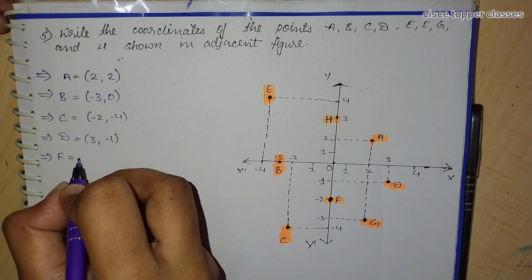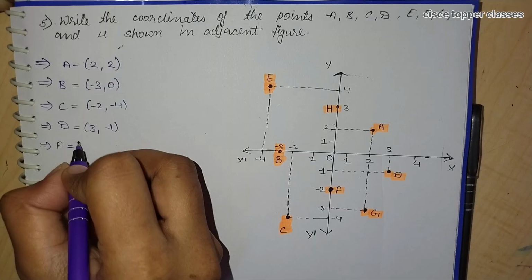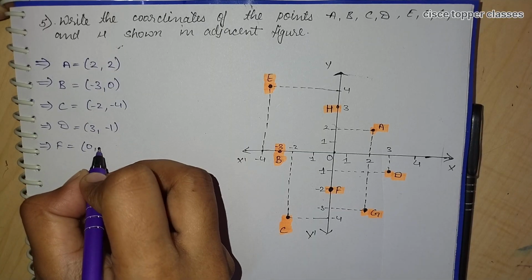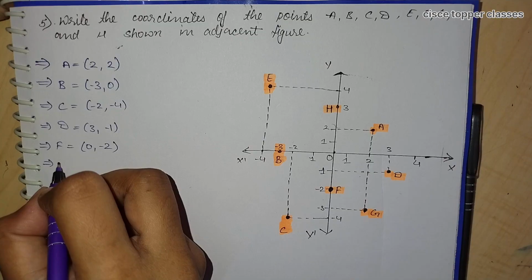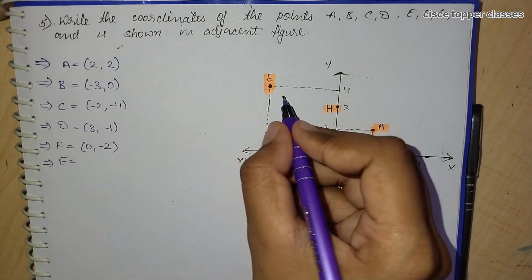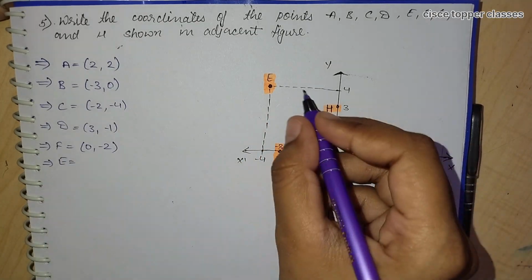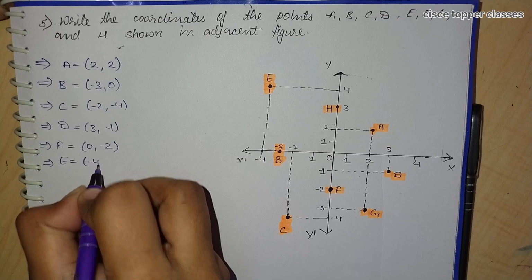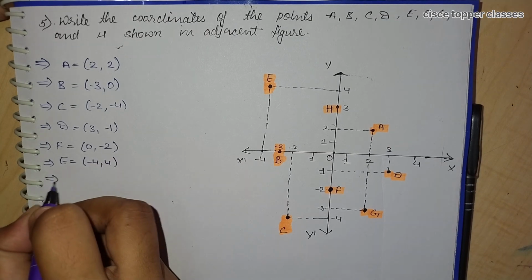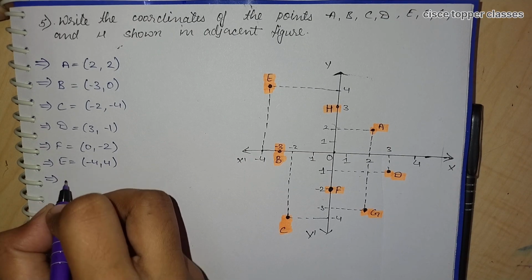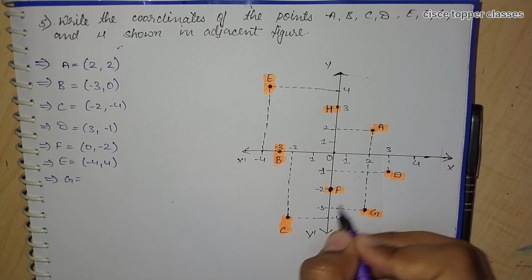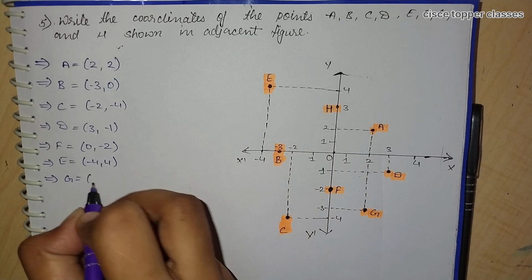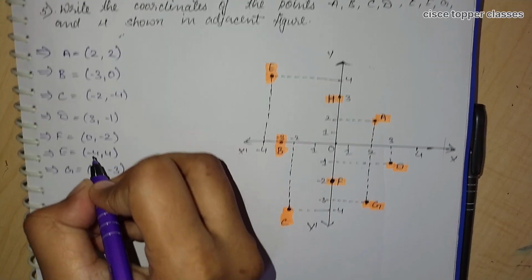Now F point we can write abscissa is 0 here and ordinate is minus 2. Now E, we can write it as abscissa is here minus 4 and ordinate is 4. So minus 4 comma 4 is the coordinate of E. And now G is equal to ordinate will be minus 3 and abscissa will be 2. So 2 comma minus 3 is the coordinate.